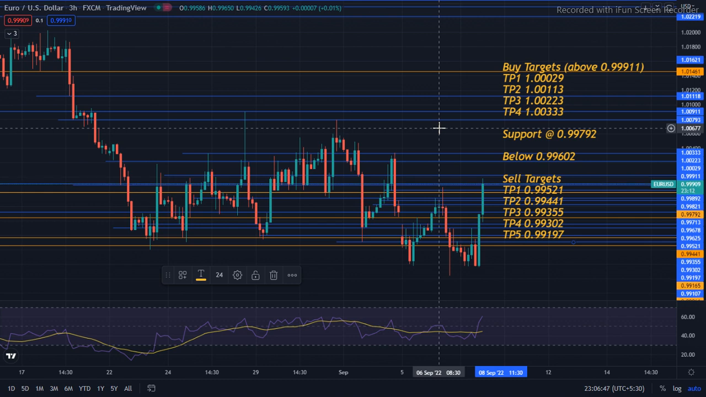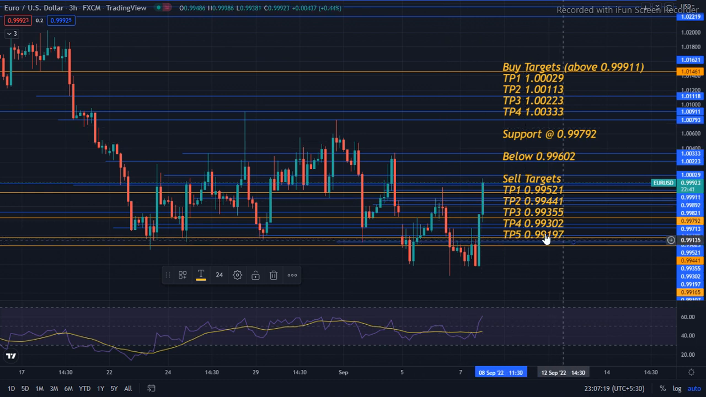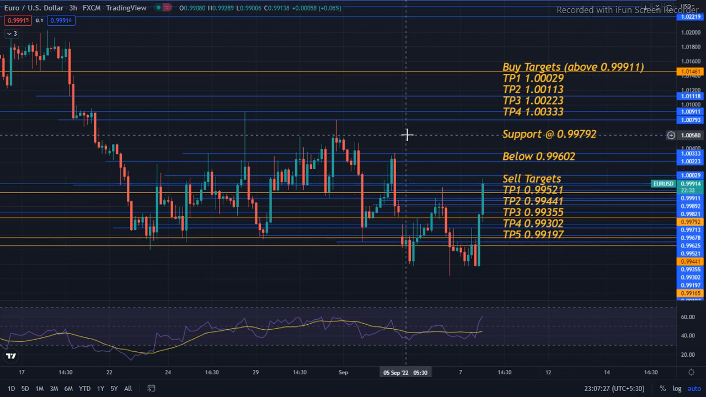The targets for going long, for taking a buy trade in this, will be above the level of 0.99911. The first target being 1.00029, the second target being 1.00113, the third target being 1.00223, followed by the last target for tomorrow's session, 1.00333. The shorting targets, below the level of 0.99602, will be: the first target 0.99521, followed by 0.99441, followed by 0.99355, followed by 0.99302, and the final target will be 0.99197, which if touched can take a serious bounce back. So be cautious and use a trailing stop loss also. Now let us see the same pair, EURUSD, in the smaller time frame.